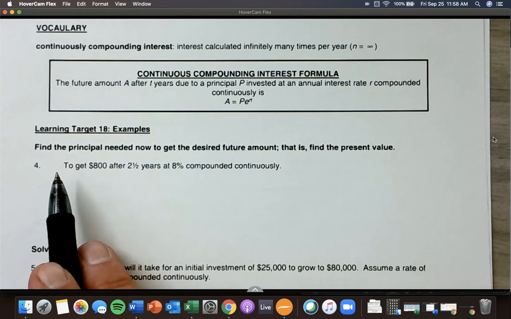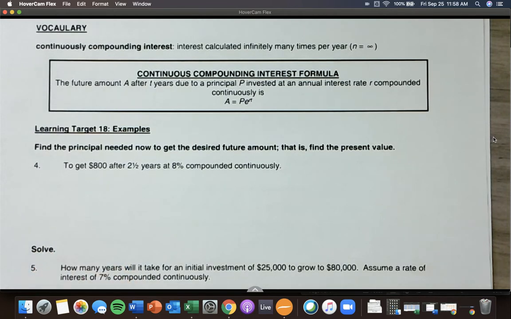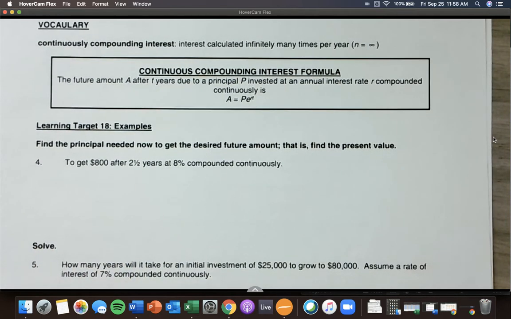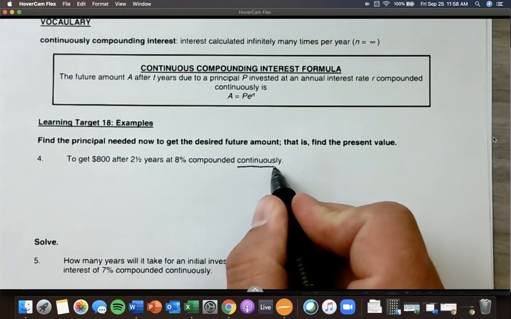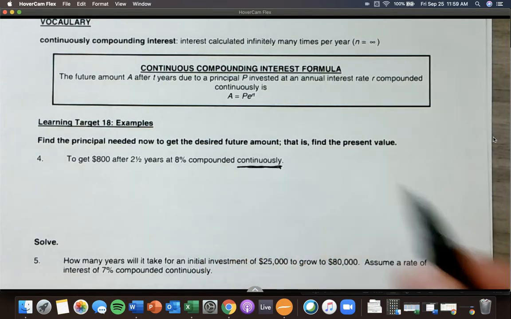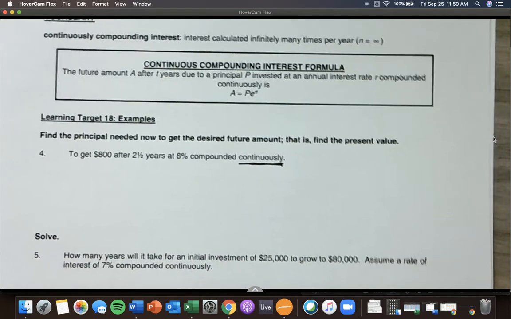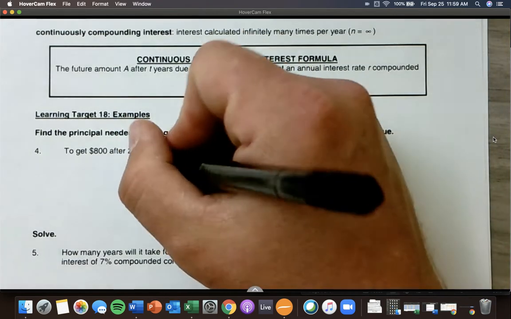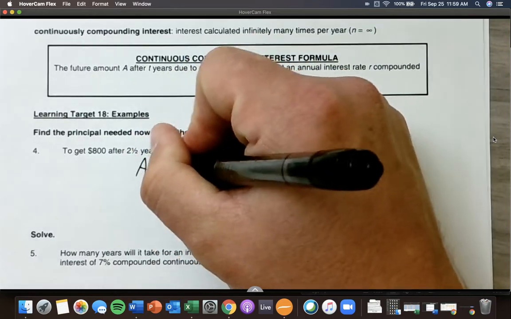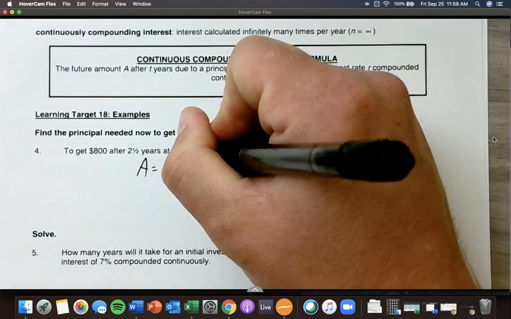Let's look at an example. Find the principal needed now to get the desired future amount. That is, find the present value. Right, so this time we're trying to get 800 after 2.5 years at 8% compounded continuously, right? And here's the key word here, continuously. Whenever we see that, we should know, oh, we're going to be using our continuous compounding interest formula, right? Which is that A equals P times e to the rt.